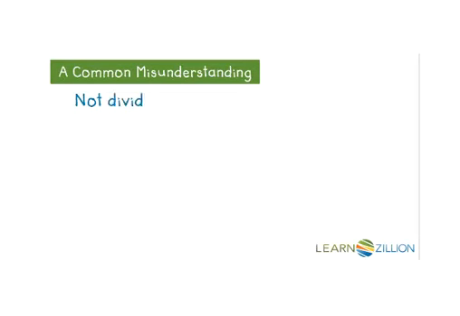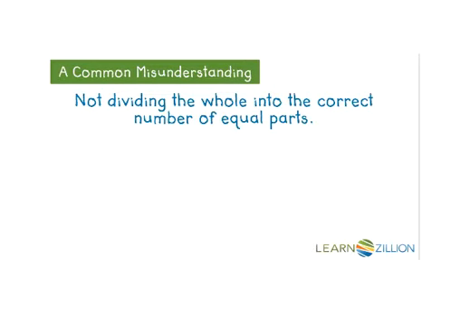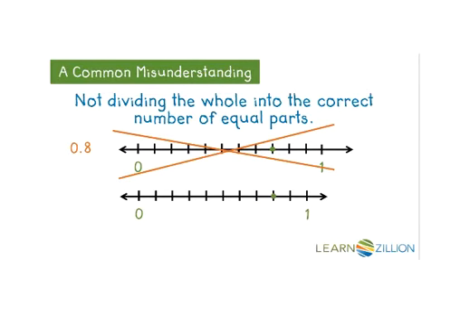A common misunderstanding that students have is not dividing the whole into the correct number of equal parts. To show 8/10ths on this number line, many students will divide up the whole using 10 tick marks because our denominator is in tenths. If we use 10 tick marks, we will have a total of 11 parts. This is not correct. If we use 9 tick marks on our number line, we will create 10 equal sections. The distance from 0 to our point correctly represents 8/10ths.